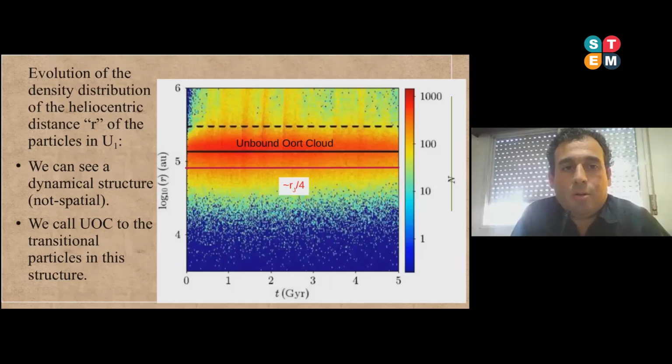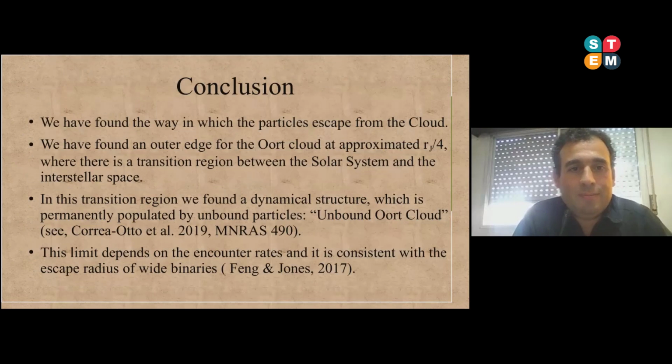Yeah, it is difficult to see the Oort cloud. Thank you very much.